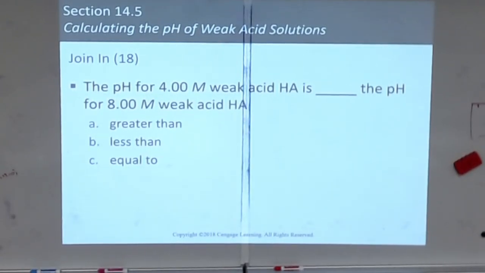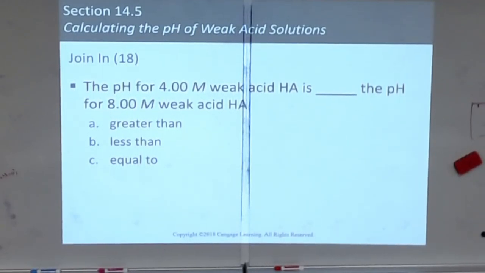The pH for a 4 molar weak acid is what, compared to the pH of an 8 molar weak acid? We're talking about the same thing, right? Negative log of the hydrogen ion concentration. Less than. Oh, less than, yeah, because it takes a negative log of that. Greater means what? More basic.